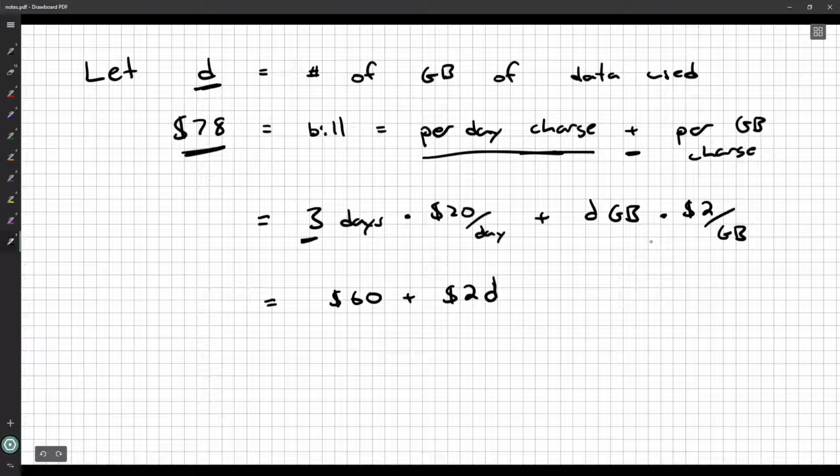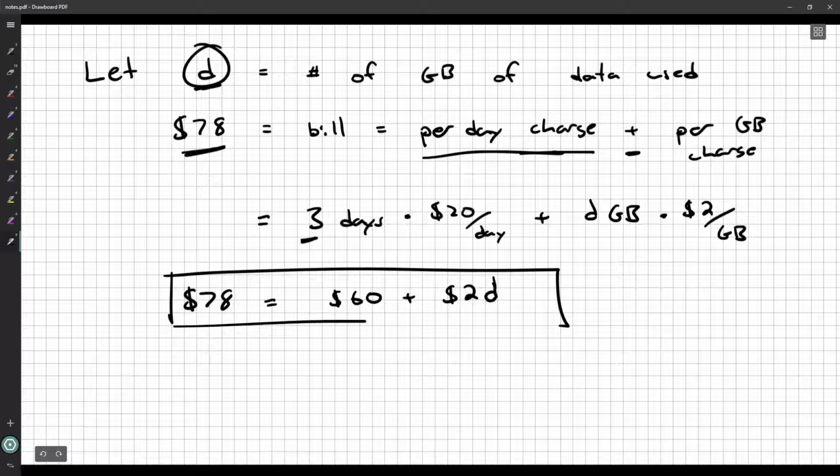So in total, the per gigabyte charge is $2 times however many gigabytes she used, and that's what we're trying to find out. So having talked through this, we now have an equation. A nice little linear equation. We don't really need the dollars here. So we just need to solve this, but we know how to solve linear equations.